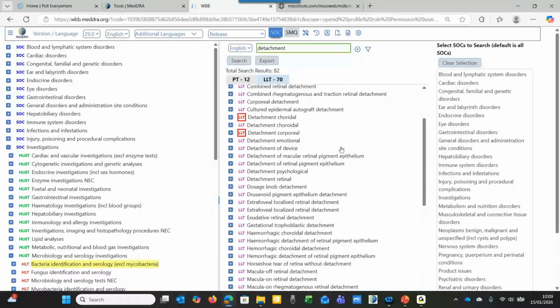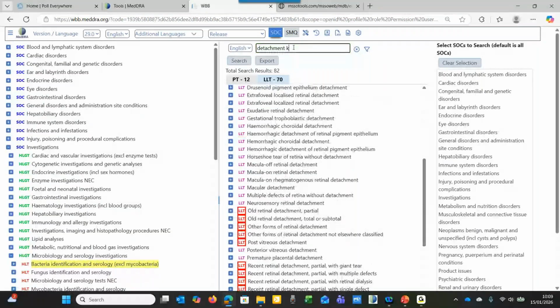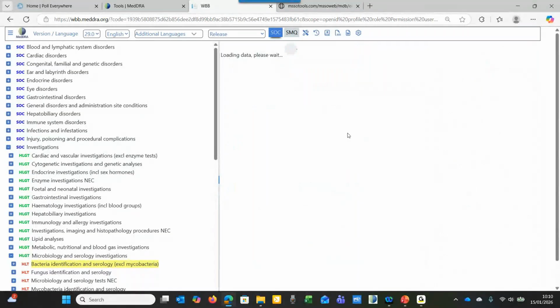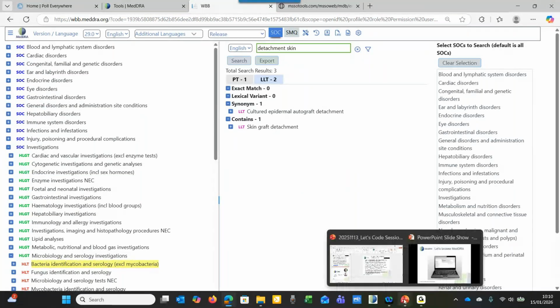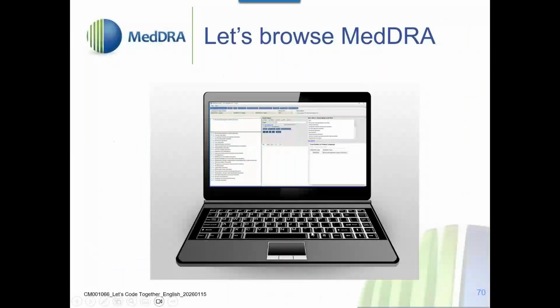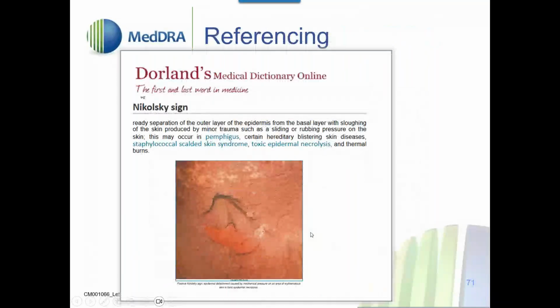Oh, too many to look through, so I'm not sure on that one. I may move on and we'll come to skin graft detachment. No, I think that one might be peeling. My head is thinking that one's probably good enough, but let's have a look.